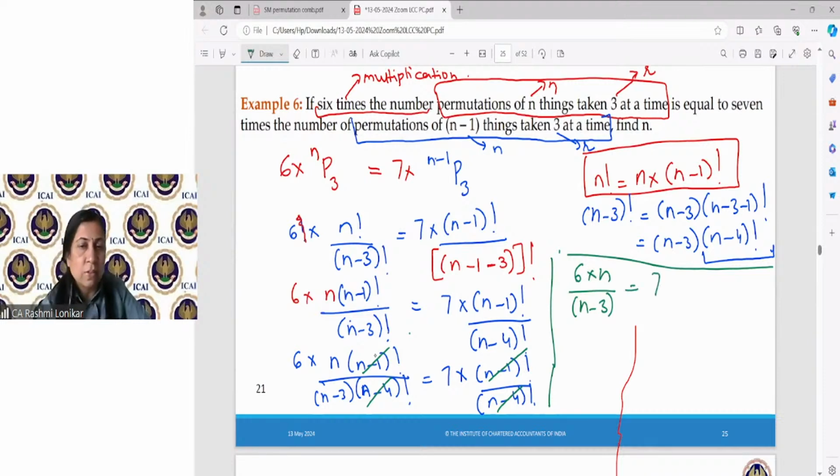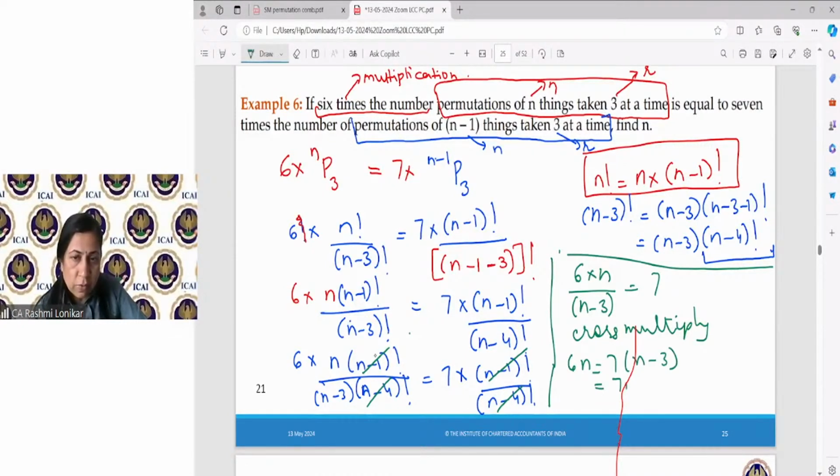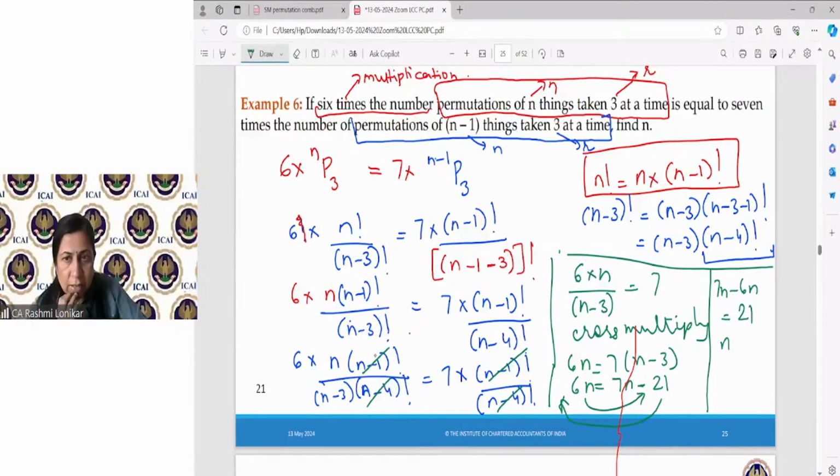equal to 7. Okay. And as now he said, now you need to cross multiply. So what you will have is 6n is equal to 7 into n minus 3, which is equal to 7n minus 21. 6n is equal to 7n minus 21. This 6n will come from here to here, the sign will become minus; minus 21 will go from here to there, it will become plus. So you have 7n minus 6n is equal to 21. 7n minus 6n is n, so n is equal to 21 will be the answer.